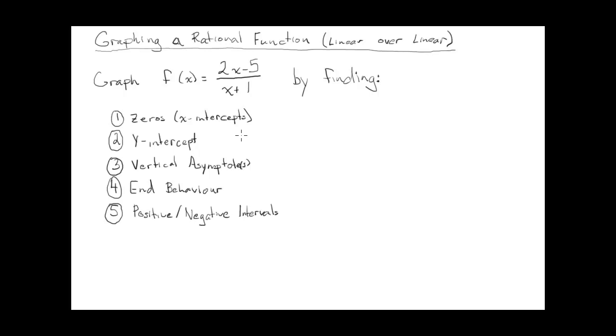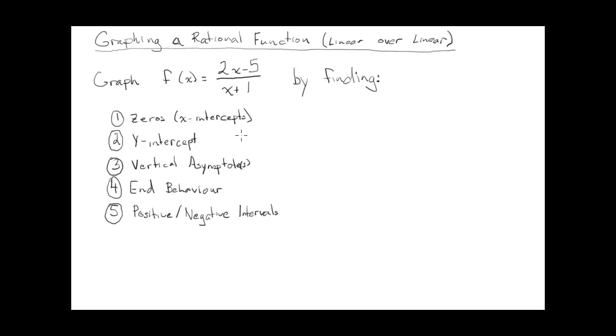In this video, I'm going to graph a rational function. In particular, we're going to look at graphing a linear function over a linear function. So here's the function we're going to graph: f of x equals (2x minus 5) divided by (x plus 1). We're going to do so by finding these 5 things.